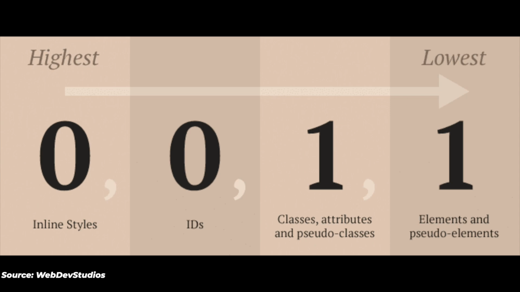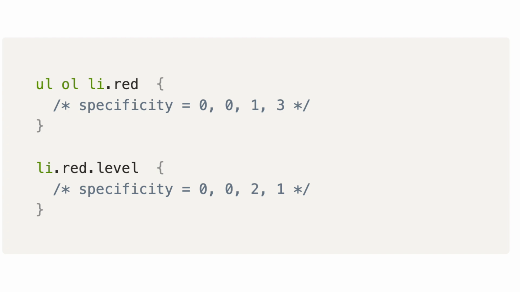So the most specific, we've got inline styles, then we have IDs, third we have classes, and fourth we have the least specific, which is the element selector. The final specificity is determined by adding up the total number of selectors in each category.